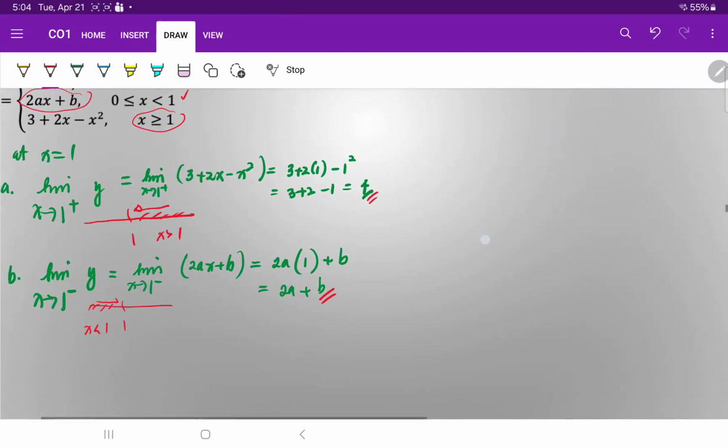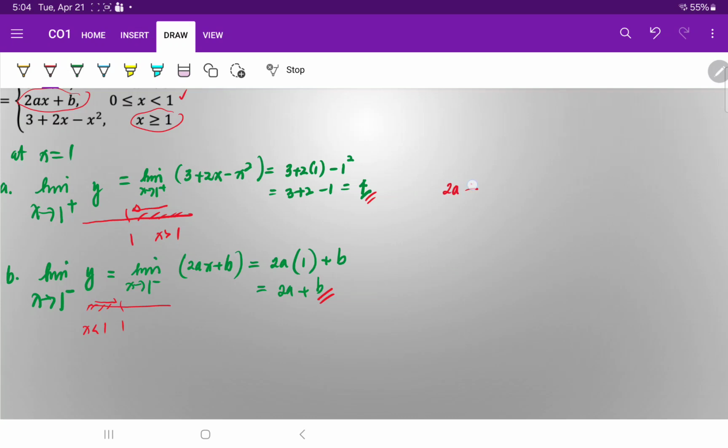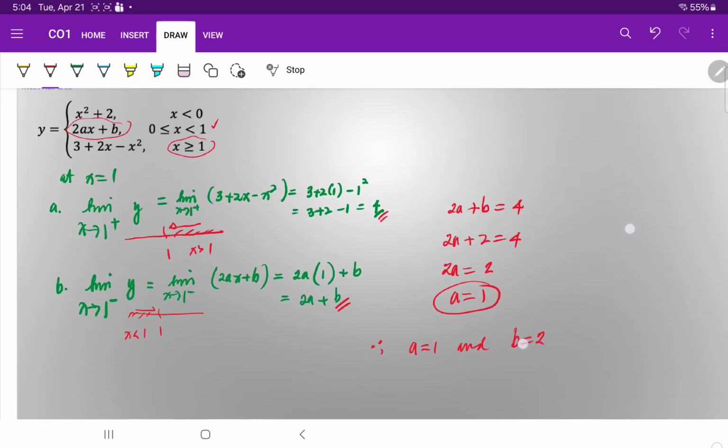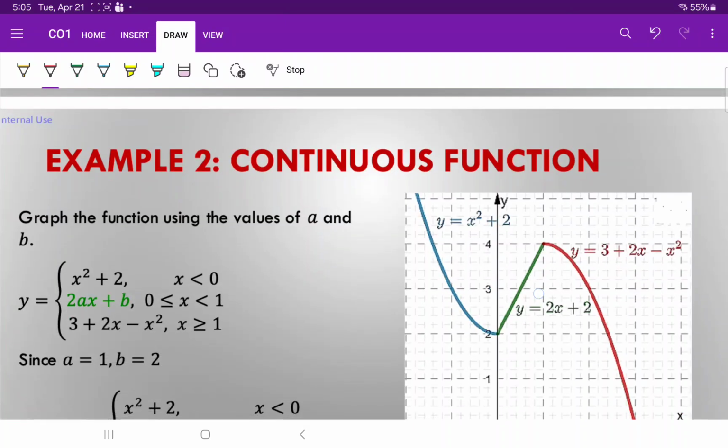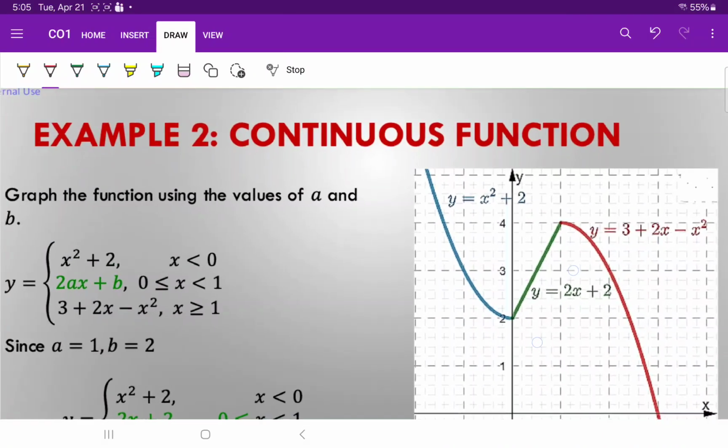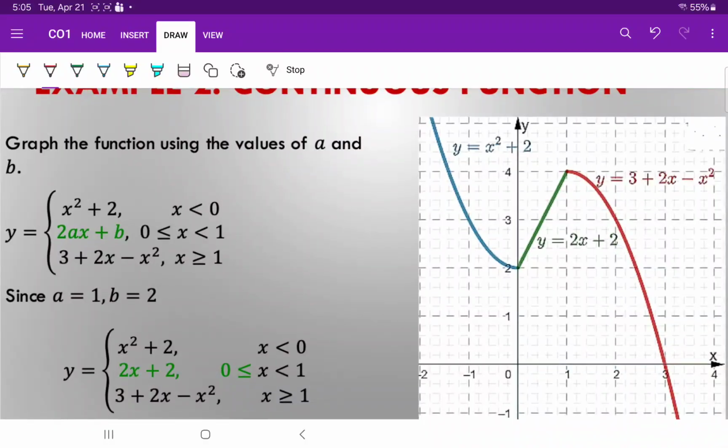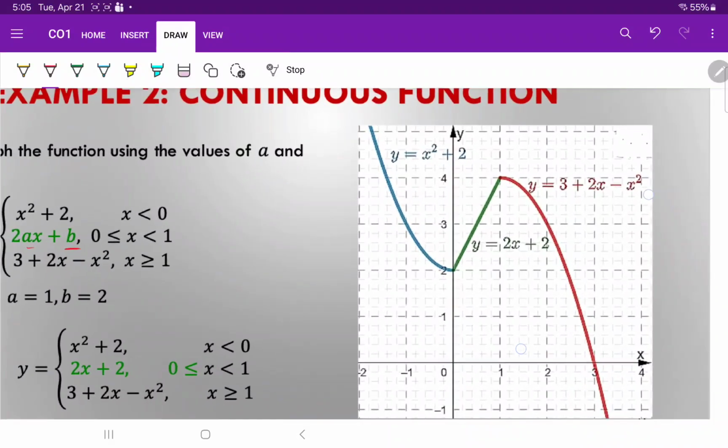So what do we do? We equate the two. So 2a plus b must be equal to 4. And we know that b is 2. So from here, we have 2a is 4 minus 2, which is 2. We get a equals 1. So therefore, a is 1 and b is 2. Okay? Alright, so that's our second example. Now, again, we can draw the graph of the function, knowing the values of a and b. And this is the resulting graph.